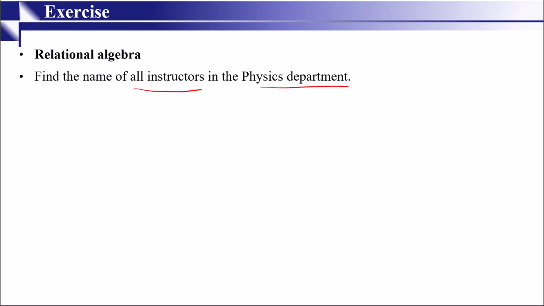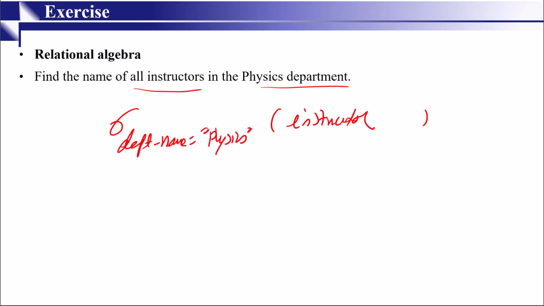Then find the name of all instructors in physics, right? So the same, we do instructor, then here selection, and we say department name is equal to physics. But this time I want to have only names, right? I want to have only names, so I use pi and I say name.